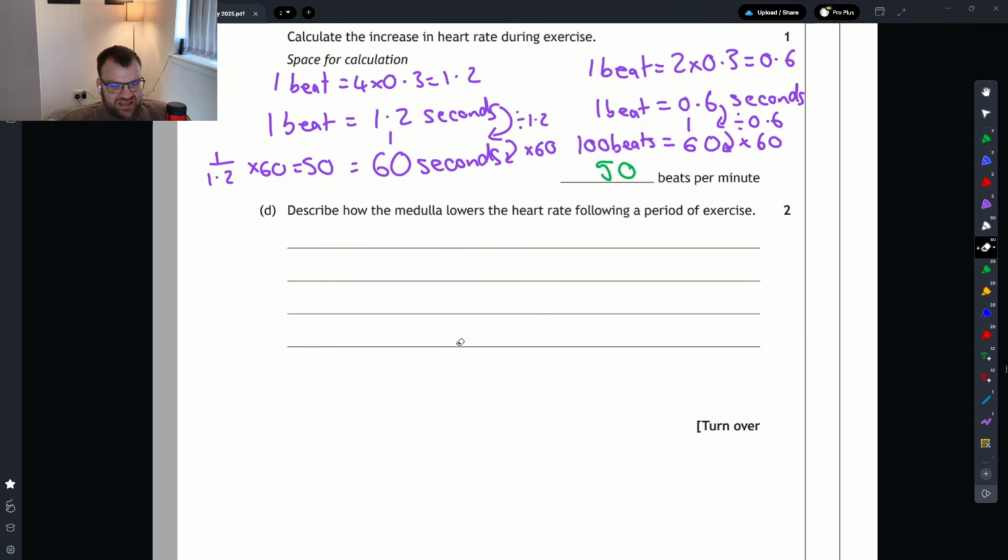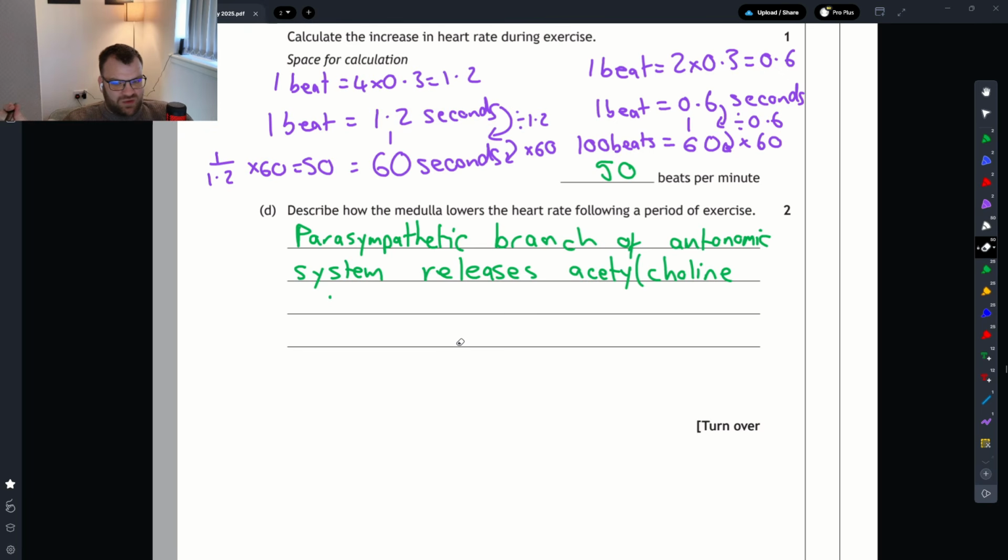The medulla is controlling the autonomic nervous system. And to lower heart rate, we want to follow the parasympathetic branch of the autonomic system. There's 2 chemicals involved. For parasympathetic, it's acetylcholine, and that's what's going to cause the lowering of the heart rate. If it was sympathetic for the heart rate going up, noradrenaline is the chemical released.